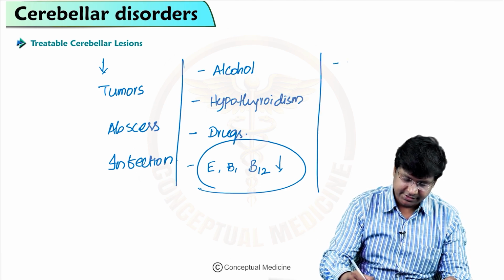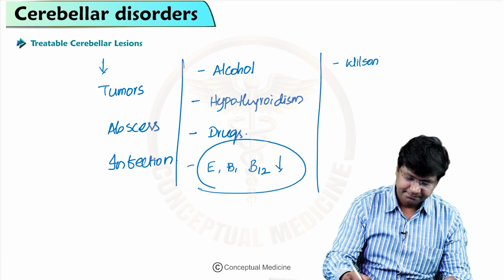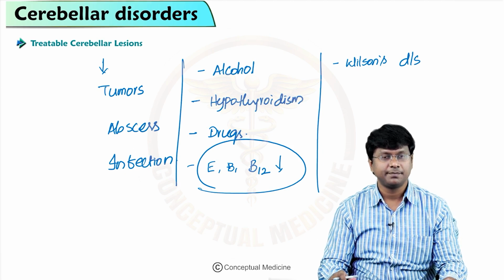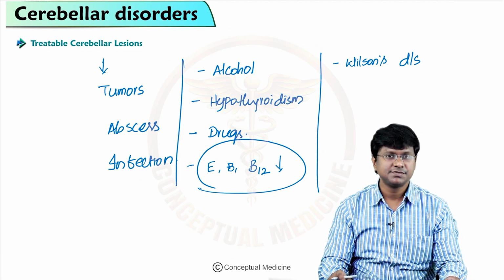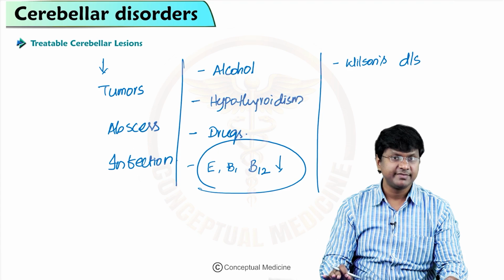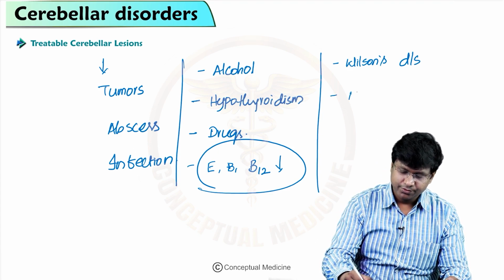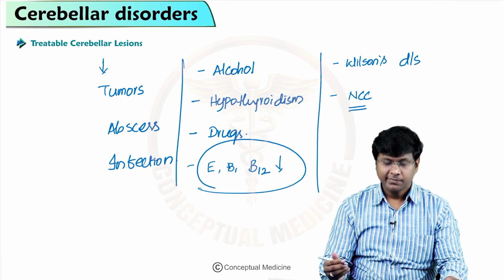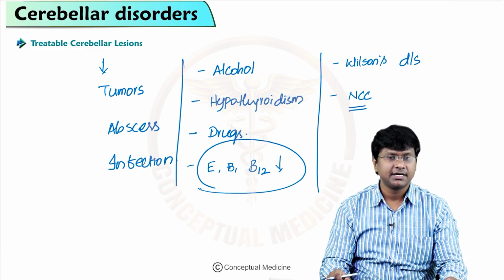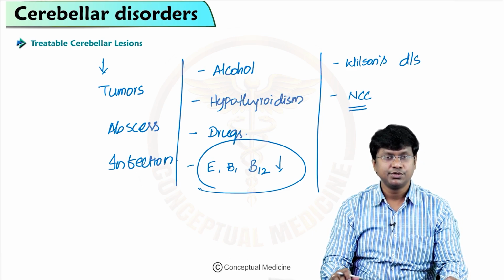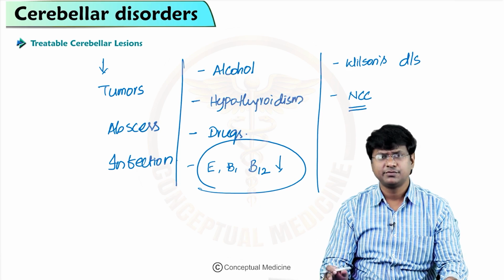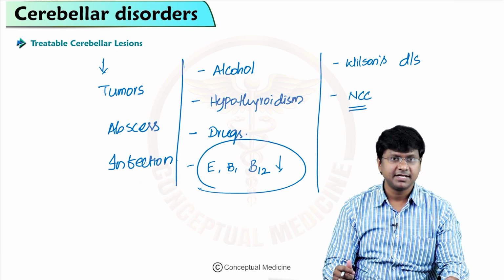Then we have Wilson's disease. So Wilson's disease is where there is accumulation of copper in the body. So once this Wilson's disease is treated by copper chelating agents, then the cerebellar symptoms can be reduced. Then neurocysticercosis, where the individual has the infection with the larval form of the tinea. By giving albendazole, you can treat this neurocysticercosis, and thereby the lesions within the cerebellum will be corrected, and the individual will have the recovery of the cerebellar symptoms.